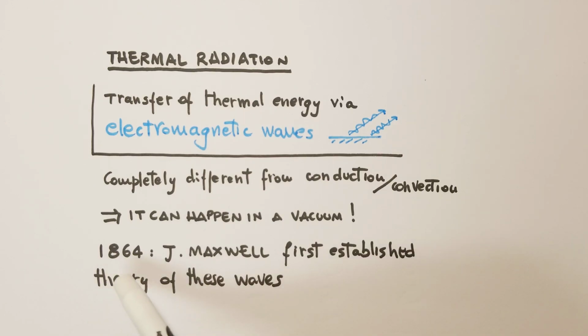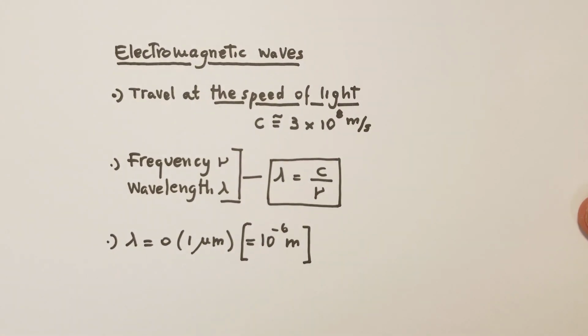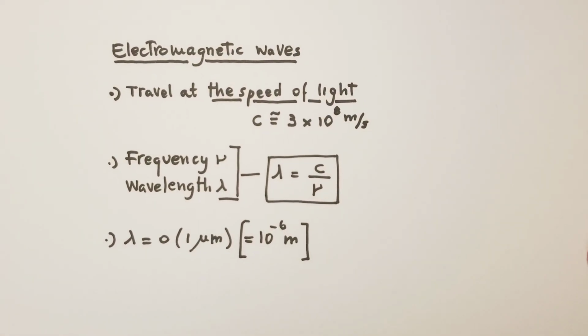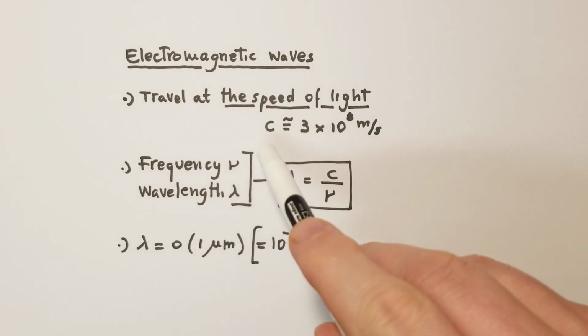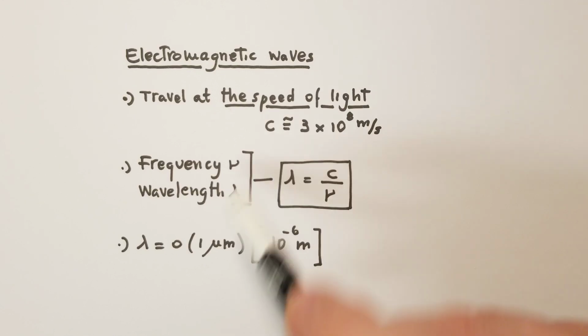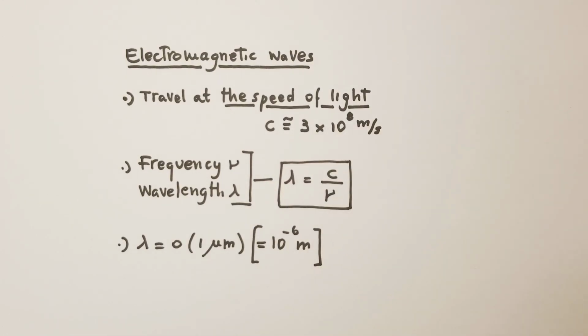James Maxwell in 1864 first established the theory of these electromagnetic waves. So let's see a few properties of these waves. They travel at the speed of light. In a vacuum, the speed of light is usually indicated by c, and that's 3 times 10 to the 8 meters per second.